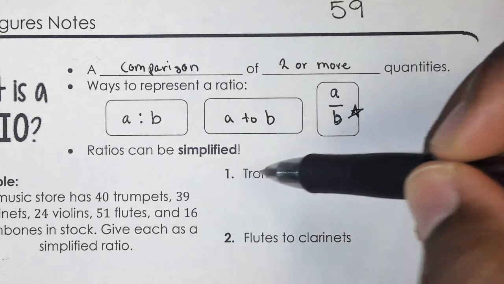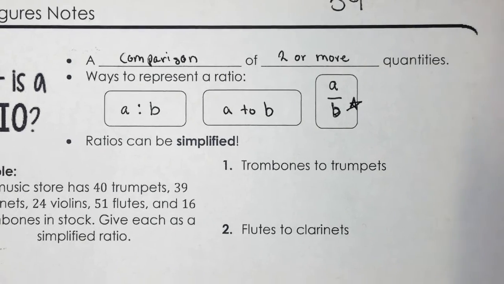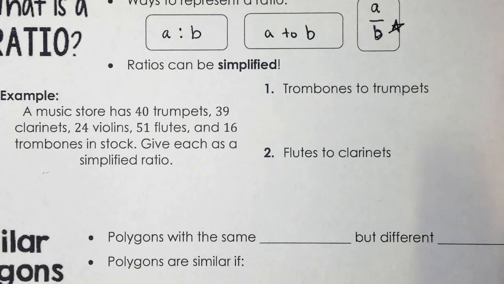Alright, ratios can be simplified, and for most of the ratios that y'all do, y'all have to simplify unless it's already simplified. Examples down here, it says a music store has 40 trumpets, 39 clarinets, 24 violins, 51 flutes, and 16 trombones in stock. Give each as a simplified ratio. So the first one they want us to do is trombones to trumpets.